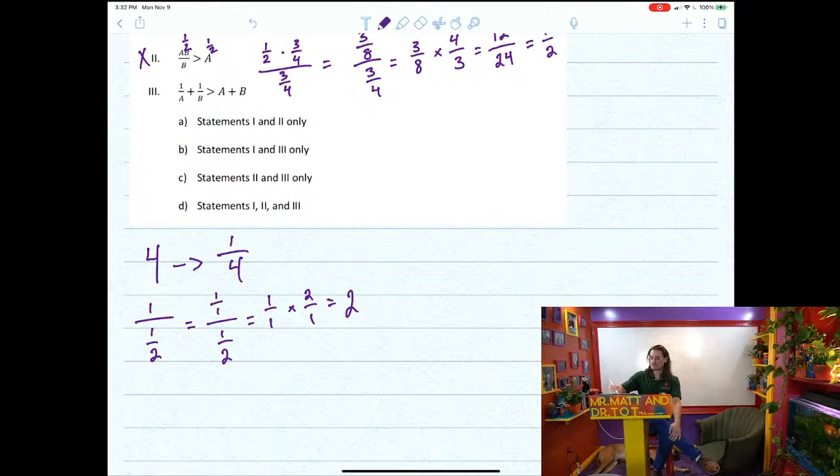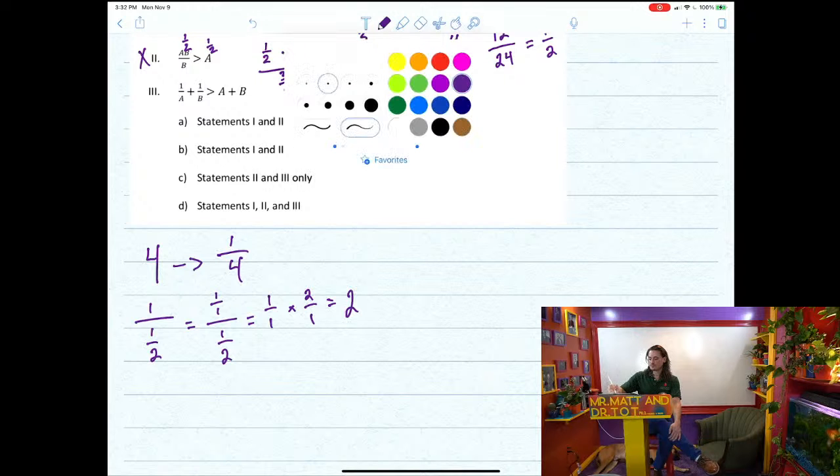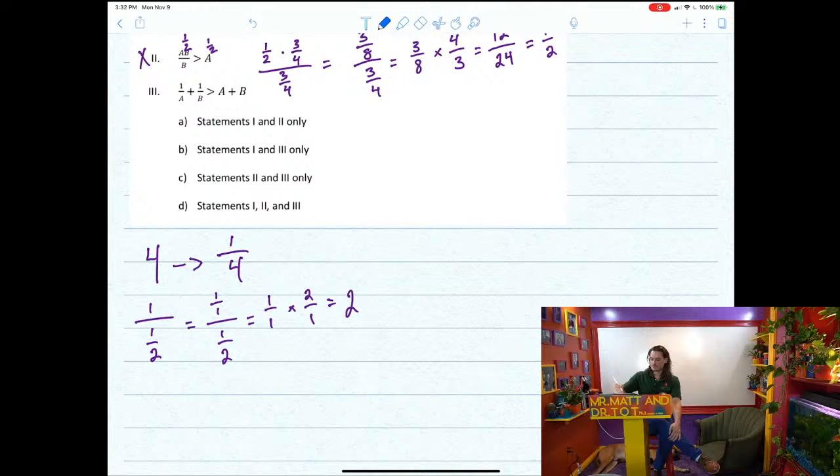So statement 3, I'll do this in another color. Statement 3, 1 over a is going to increase, 1 over b is going to increase. So conceptually, I already know that statement 3 is true, because we have the sum of two values that are increasing, which are greater than the original sum. That has to be true if the values are increasing, if 1 over a and 1 over b produce larger values, which would occur if a and b are in between 0 and 1.